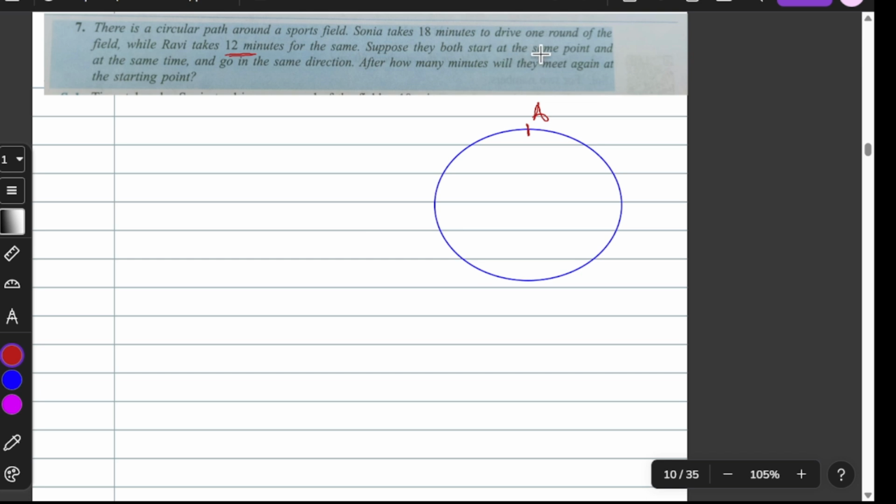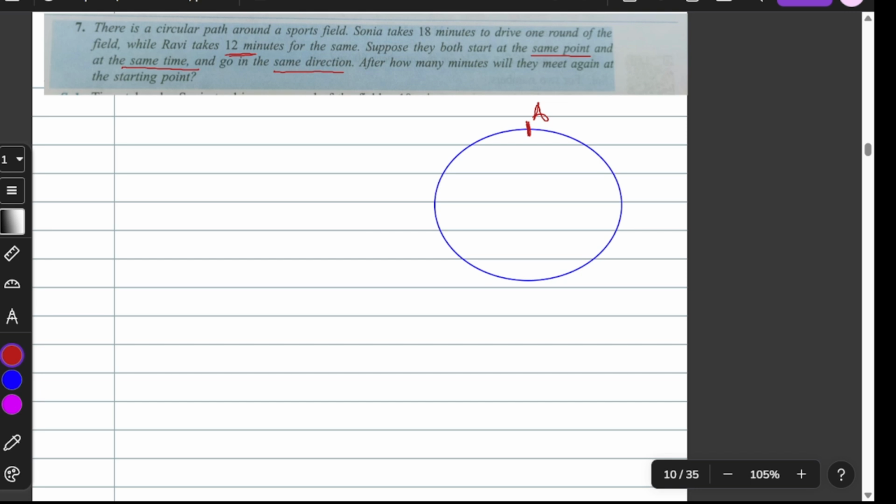They both started at what time? The same point and at the same time, and they are moving in the same direction also. That means Revi is a little bit faster when compared to Sonia. After how many minutes will they meet again at the starting point? Once the journey starts, after how many minutes will they both meet each other at the same point called A?